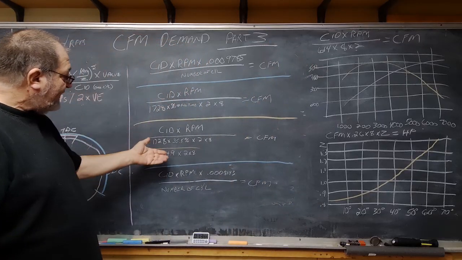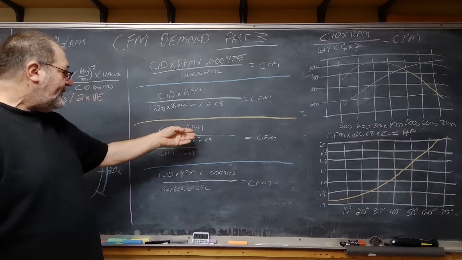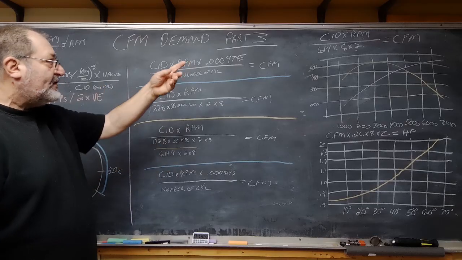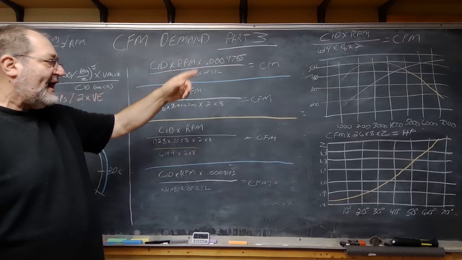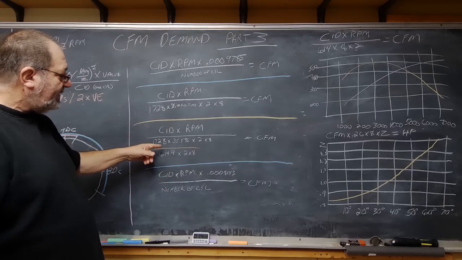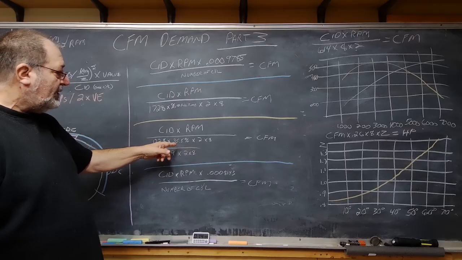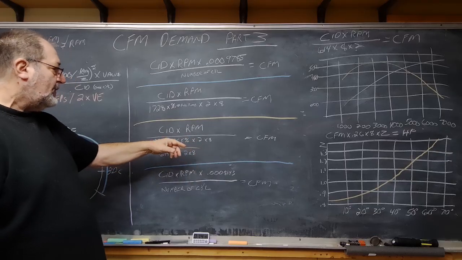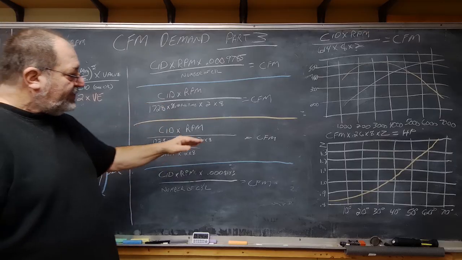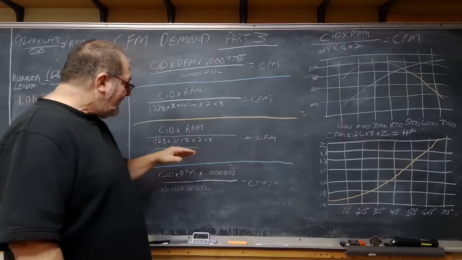And so then we have basically CID times RPM divided by the same 614.28 that I have up there. It's really 1728 times 35.5% times 2 times 8. Okay? That changes this to the CFM flow that you're going to see at the given time.